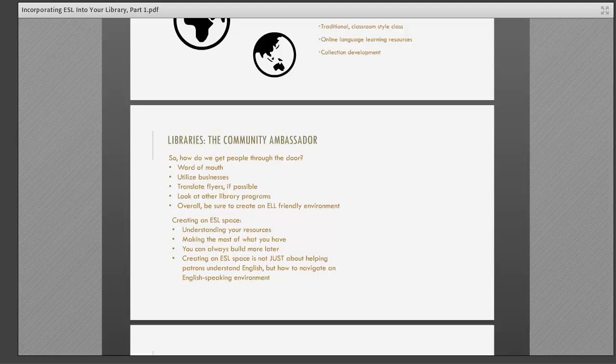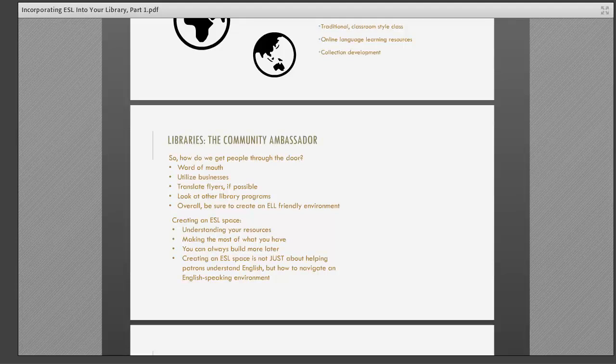Look at other library programs. And just overall, be sure to create an ELL-friendly environment. Pay attention to things like signage. Again, this goes for flyers as well. Translate your signage. If you know you're trying to reach out to a large Spanish-speaking population, translate your library signage into Spanish. This may seem a little bit counterintuitive, but it's not. This goes into creating that ESL-friendly environment.